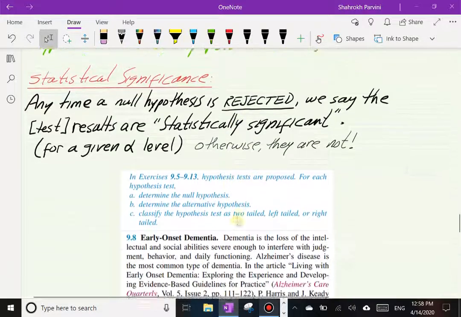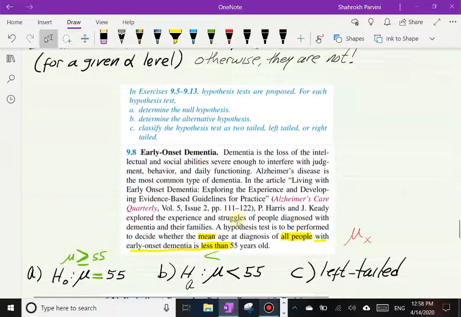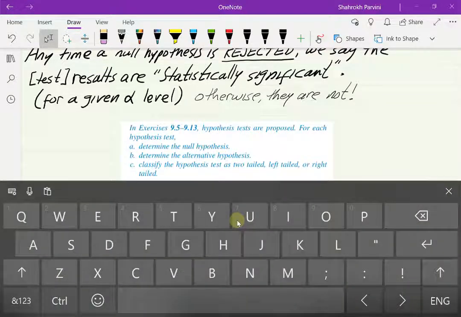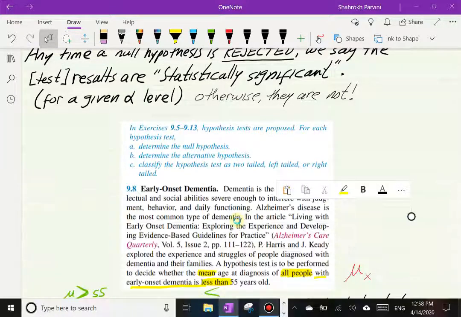Now, in this exercise, here we have an example. There are three parts of this exercise. Part A, determine the null. Part B, determine the alternative. And in Part C, classify the hypothesis as two-tailed, left-tailed, or right-tailed. Okay. Now, actually an interesting exercise this is.